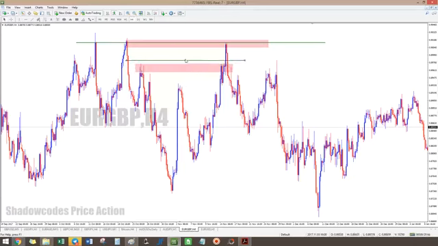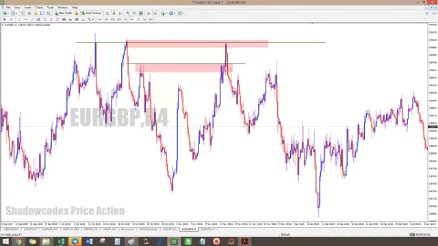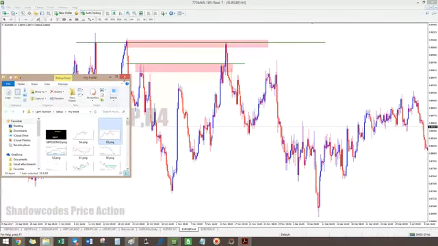You can see price is unable to go up. I think over here might have news or something. For example, I will show you one of my trades. Wait a moment.